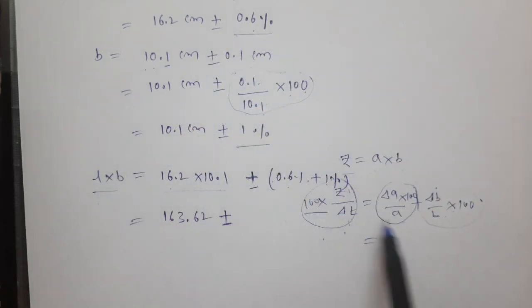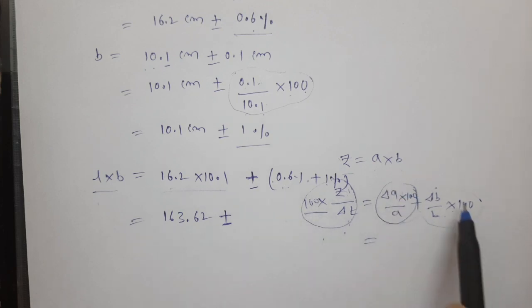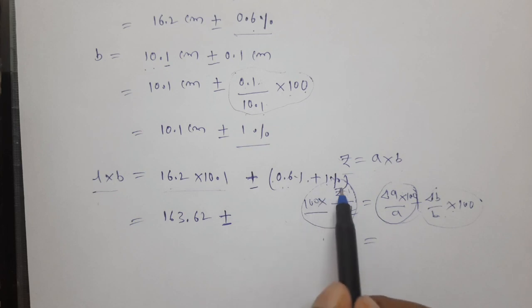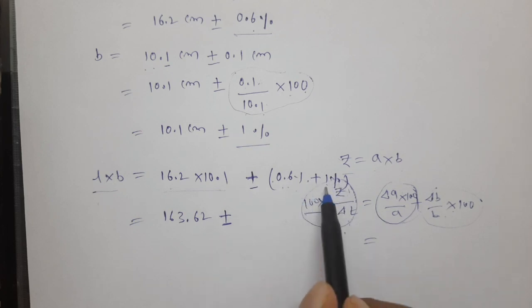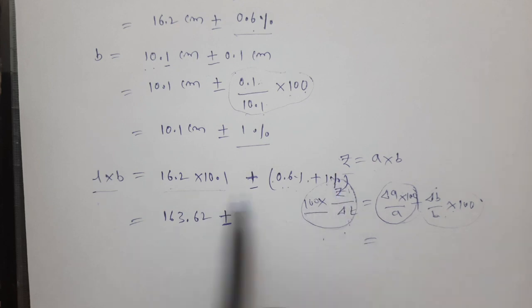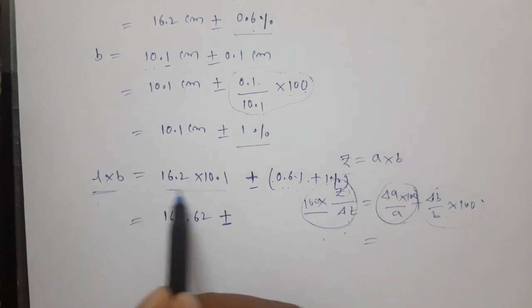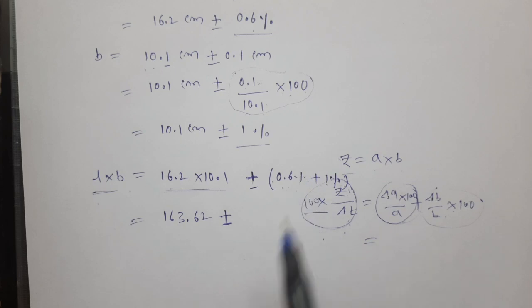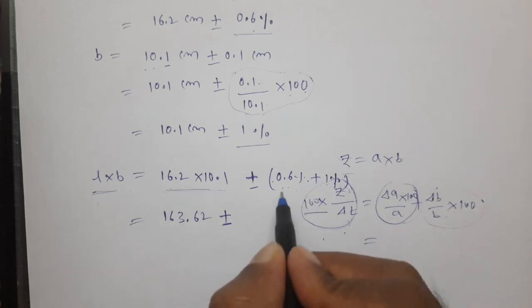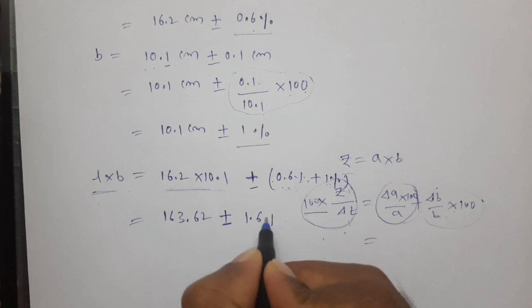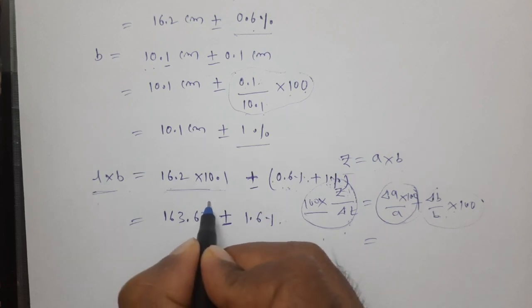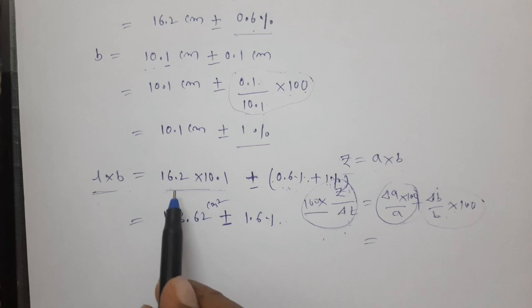So this value is how much? 0.6. This value is how much? 1 percent. The sum of these two is nothing but the percentage error of the result. That's what we are doing. Here we are writing the error in percentage, so 0.6 plus 1 is 1.6 percent. The unit is centimeter square, right? Centimeters into centimeters gives centimeter square.